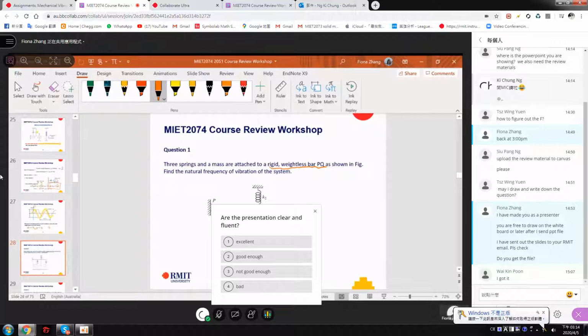Right, how can we solve this? This has a concept of the equivalent spring. First we can take a look at this beam. Here it has a pin support, which means it is free to rotate, right? So it's not a cantilever beam.